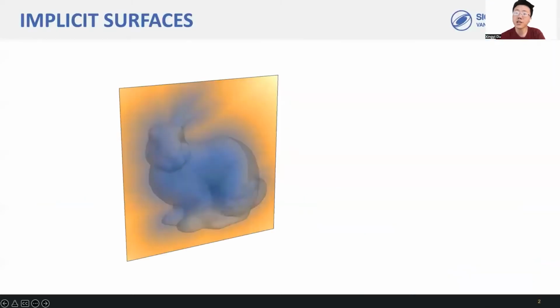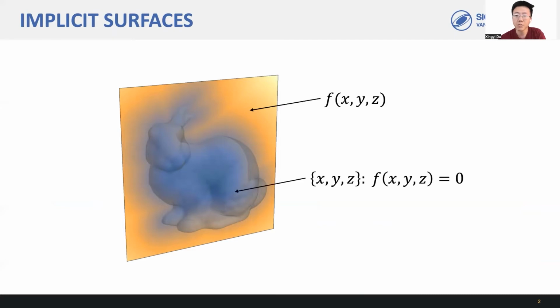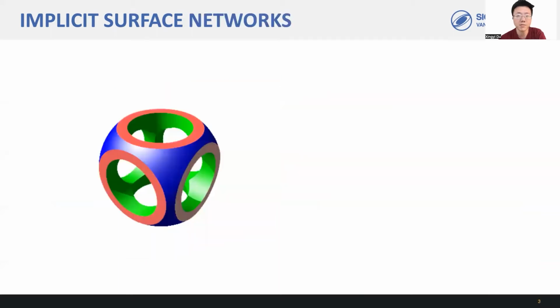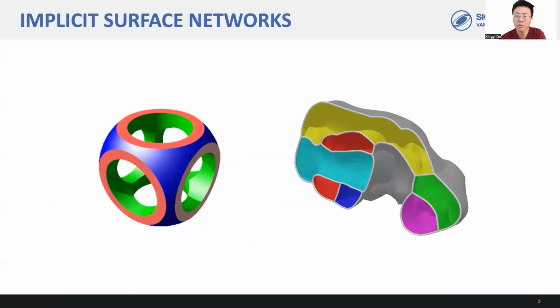Implicit representations of geometry have been widely adopted in computer graphics. A smooth watertight surface, like this bunny, can be represented implicitly as a zero-level set of a function defined over the entire domain. Implicit surfaces are not limited to representing only smooth and solid shapes. Piecewise smooth and even non-manifold shapes can be modeled using not one, but a network of implicit surfaces.